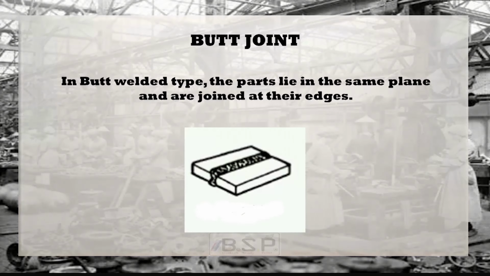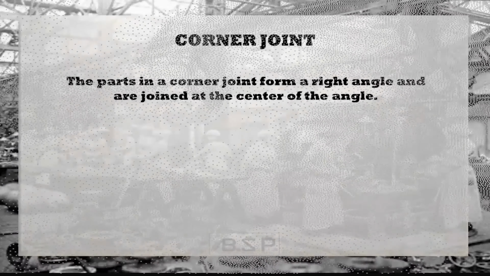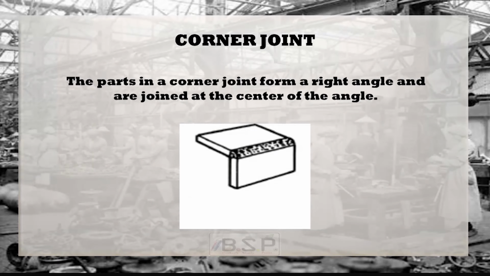In butt welded type, the parts lie in the same plane and are joined at their edges. So next is corner joint. Corner joint is also similar to butt joint. The welding is done edge to edge only, but the difference lies in the fact that the parts in a corner joint form a right angle and are joined at the center of the angle.